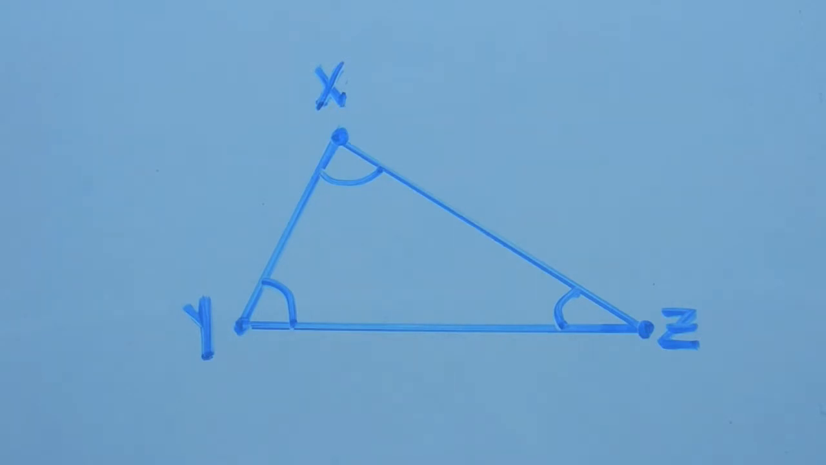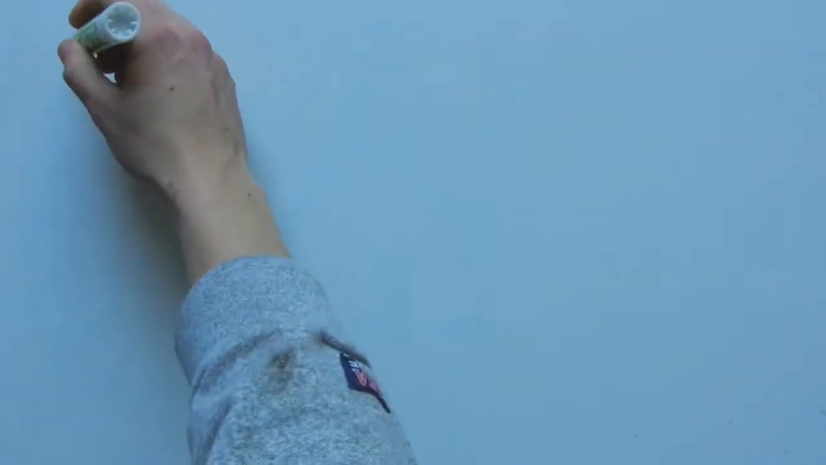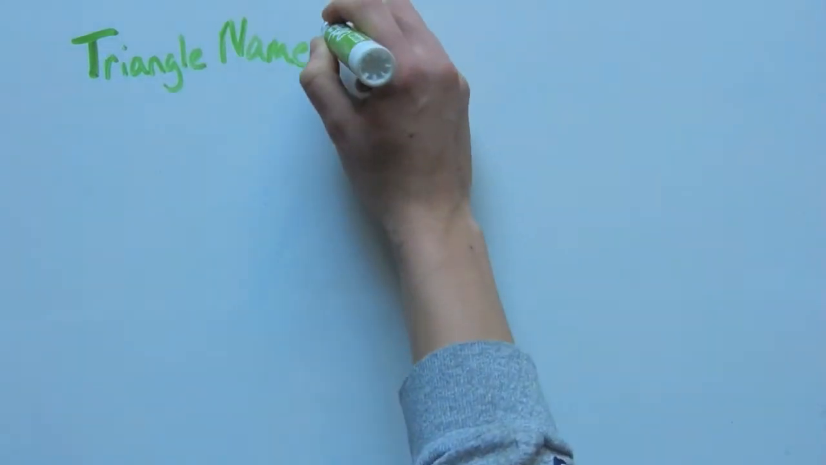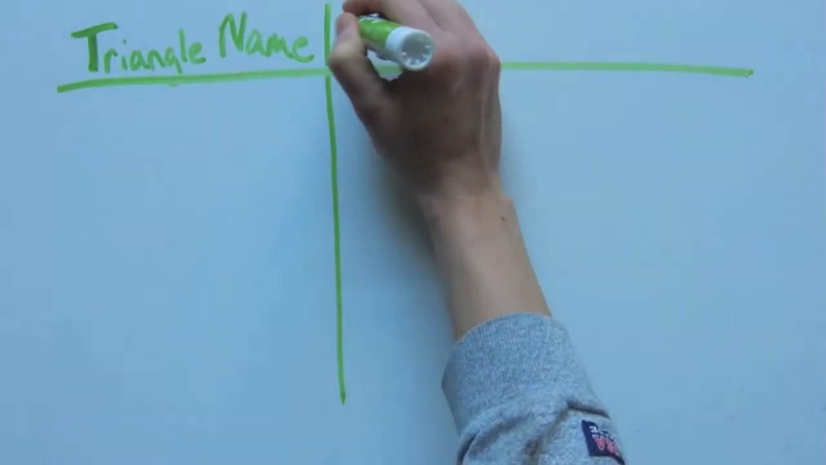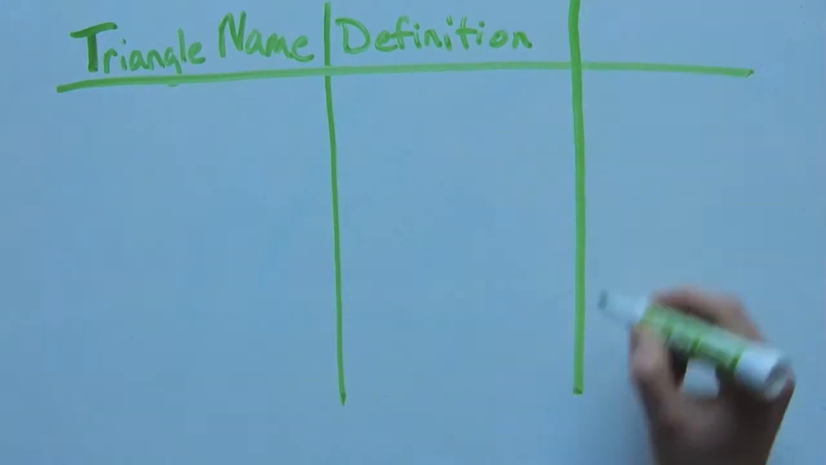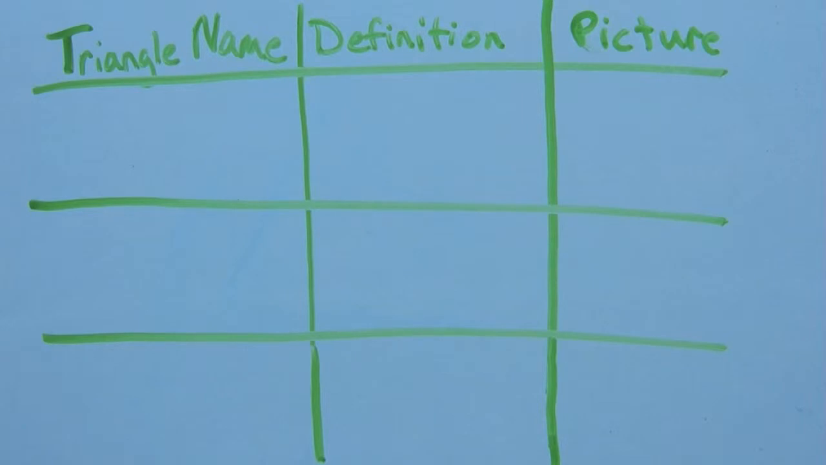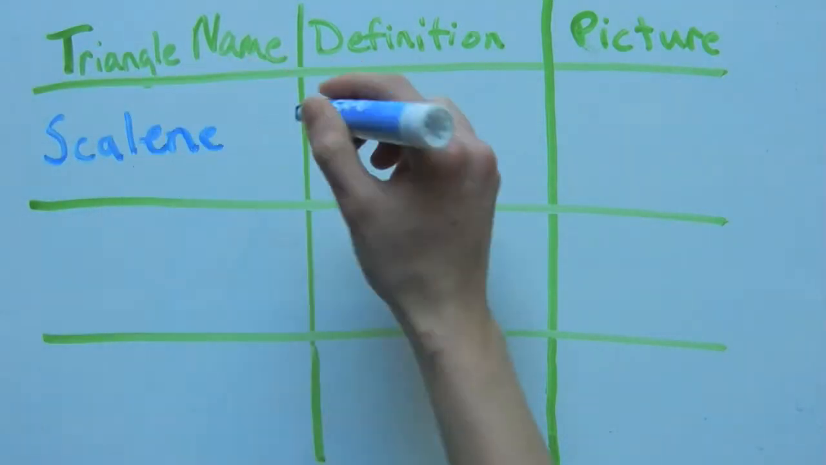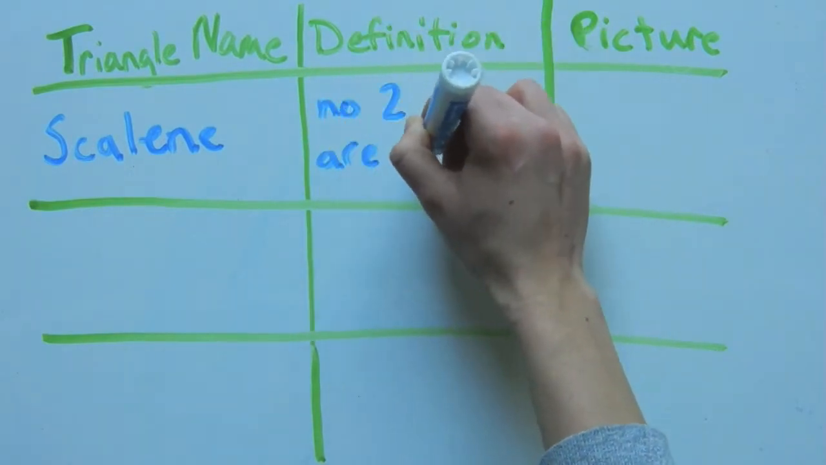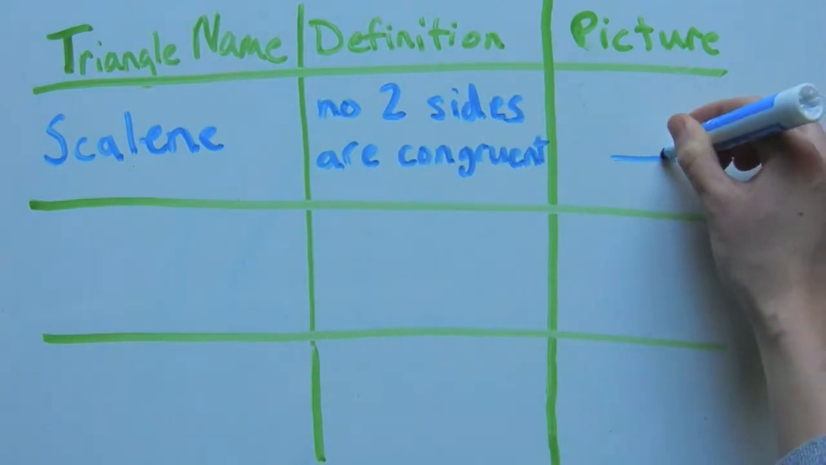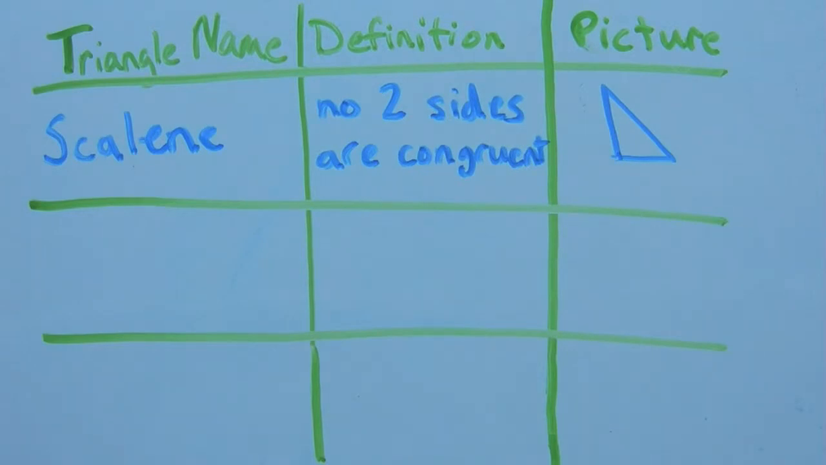The first way we're going to classify triangles is by the sides. Starting off by classifying a triangle based on the sides, we're going to have a scalene. For a scalene triangle, no two sides are congruent.